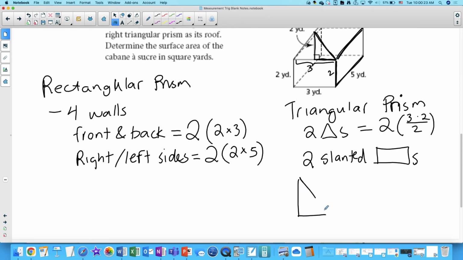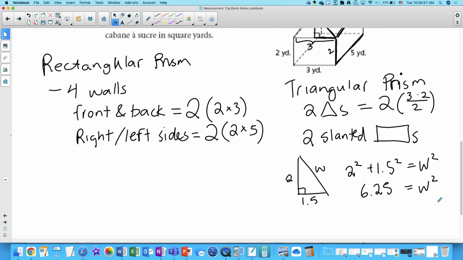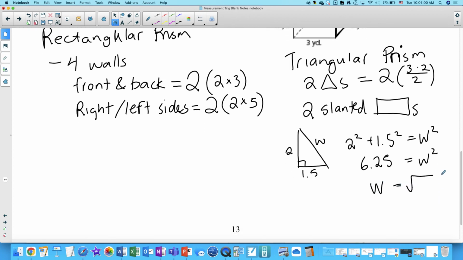And that works out to be, I'm just going to do this on my calculator over here. 2 squared plus 1.5 squared. I think it's 6.25. Yeah, 6.25 equals W squared. So W is going to be the square root of that. And I think, what is that? It's 2.5. Okay, so for these 2 rectangles, the area is going to be, the length here is 5 and the width is 2.5. So the area of the rectangles is 2 times 2.5 times 5.